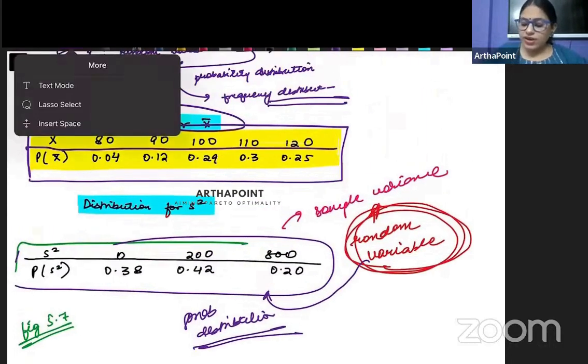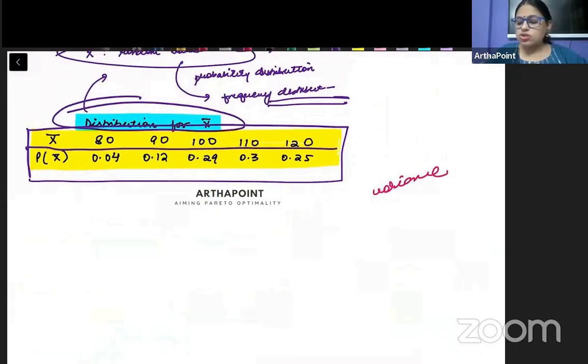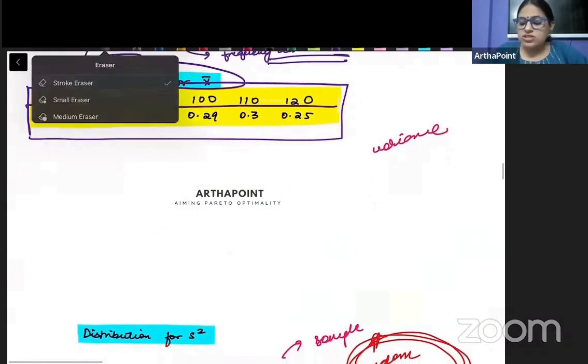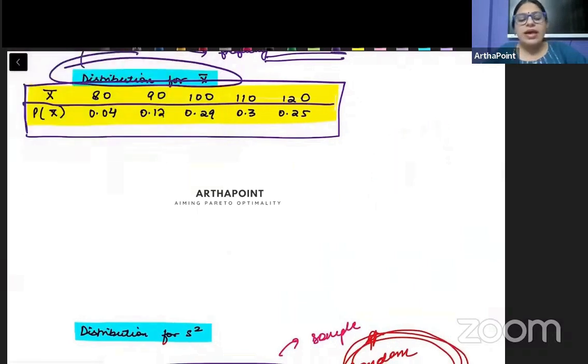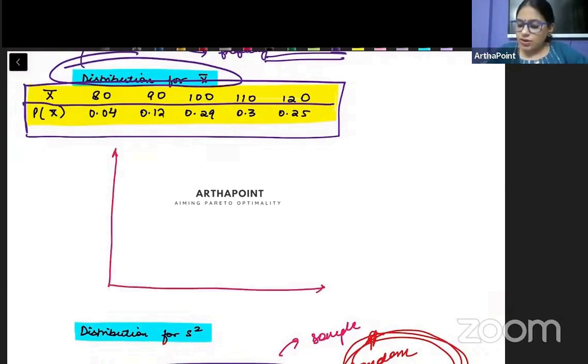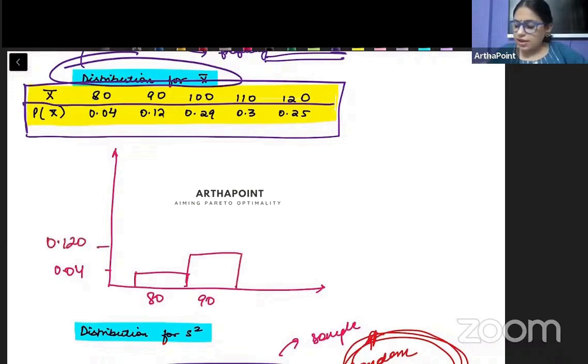Now, what we can do, therefore, beta, is plot this, right? Because this is a probability distribution, I may very well want to plot this. So for the mean, I can say that, okay, for value 80, its probability is 0.04, and for 90, its value is 0.12, and for 100, its value is 0.29, and so on and so forth.